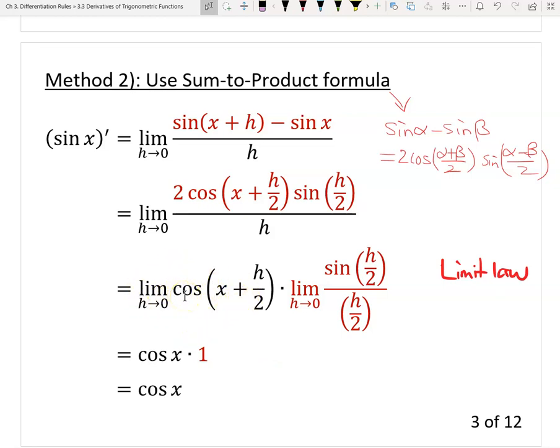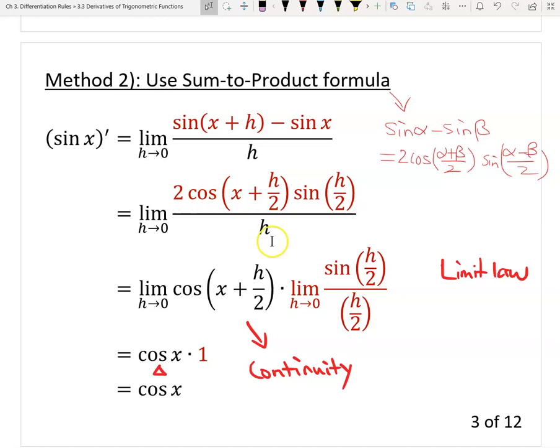Cosine is continuous, we know, so we can directly substitute. h is 0, and x plus 0 is x. Therefore the first limit goes to cosine x. For the first term we use continuity, so we know it is cosine x.